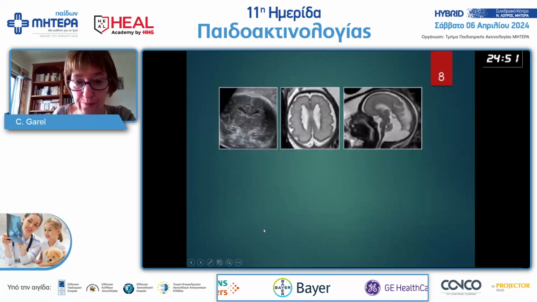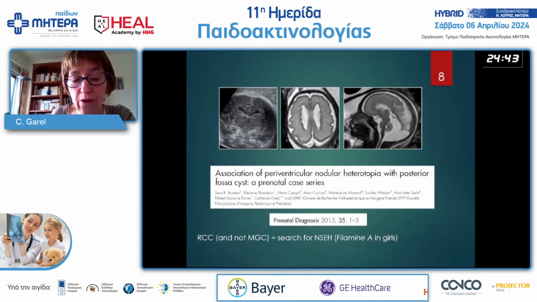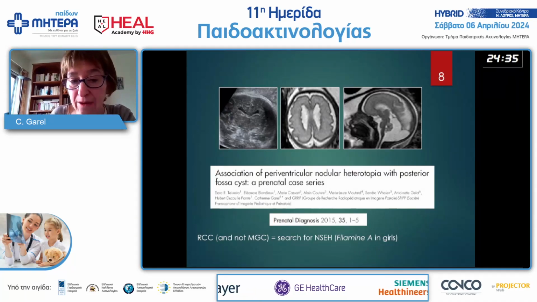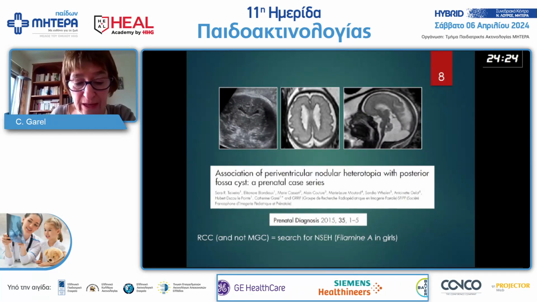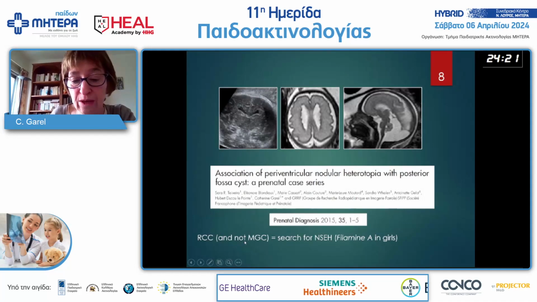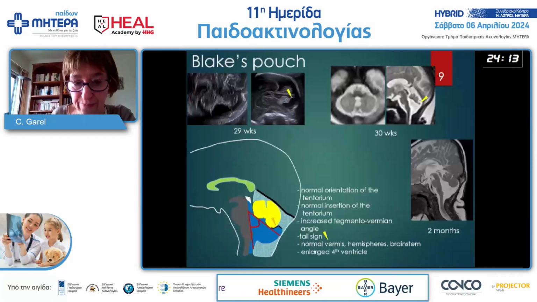As soon as there is concern for a retrocerebellar cyst, we must look for associated periventricular nodular heterotopia, because this association has been reported and is not fortuitous, particularly in female fetuses due to filamin A mutation in girls. So, unlike what is written in the literature, it concerns the retrocerebellar cyst and not the cisterna magna.